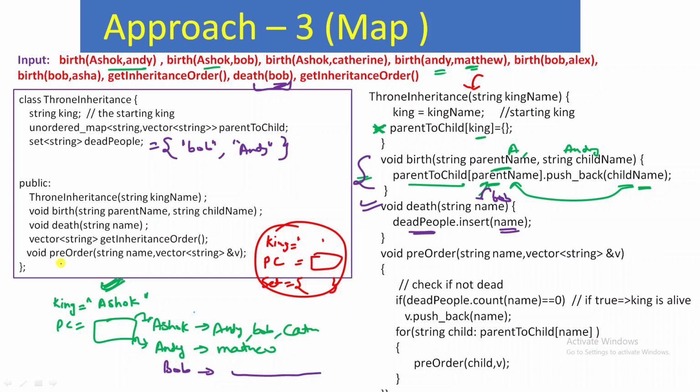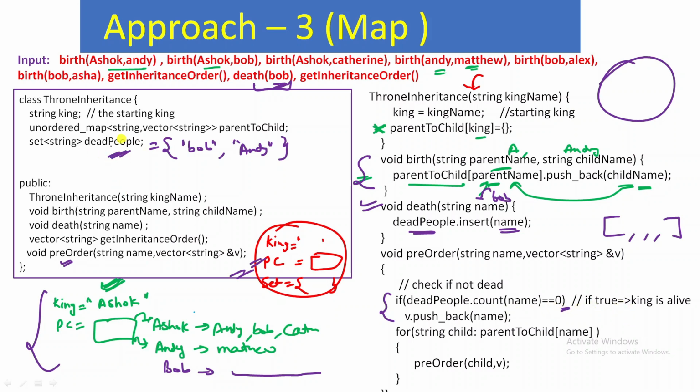And at last, the pre-order traversal will work the same way, but now it will not be searching in your tree, it will be searching in your map. As previously, it will check if a person is alive, and only then add them to your answer, in getInheritanceOrder. If deadPeople.count(name) is equal to 0, it means that the person is not in the set, so that person is alive. If that person is alive, you add them to your answer list.